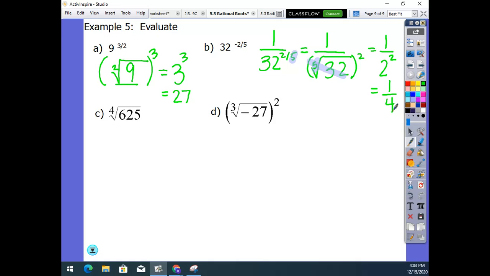This one's pretty straightforward. It's literally the fourth root of 625. So go to the fourth column, go down and find 625. It's 5. Do what's inside the parentheses first. The cube root of negative 27 is negative 3. Negative 3 squared is 9.